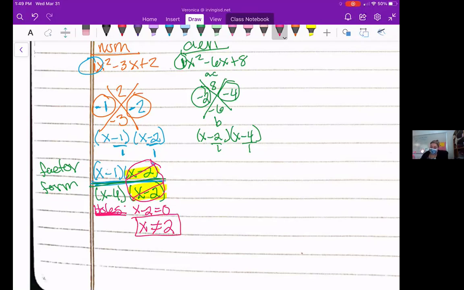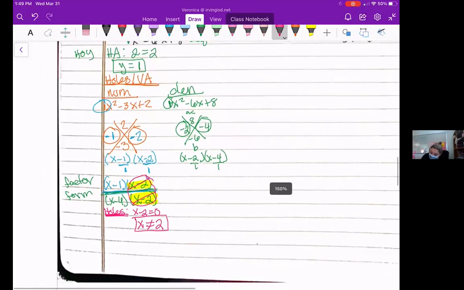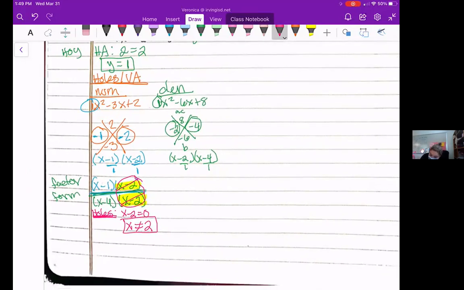So now for your vertical asymptote, right? So we just found our hole. So for your vertical asymptote, you're going to grab what you have left, which is x minus 1 over x minus 6. Whatever's left in the denominator, you're going to set that equal to 0. So we have a vertical asymptote at 6. So x cannot equal 6.